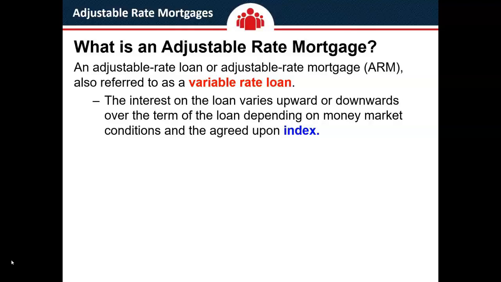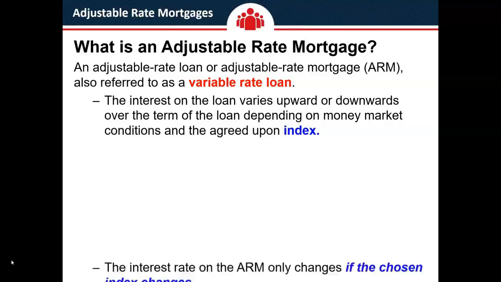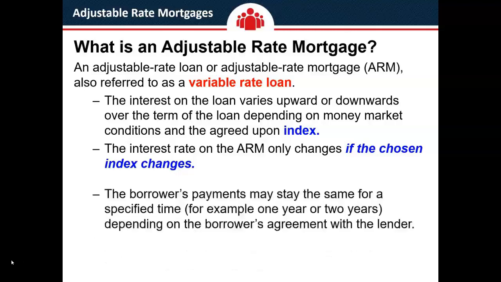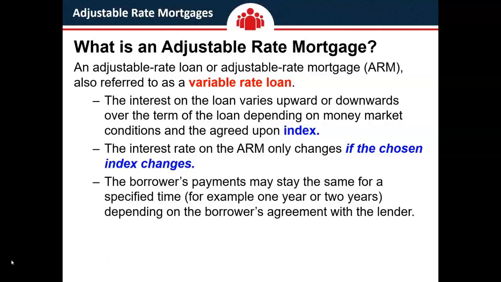So there are several components to an ARM. One is called the index, and the index is what's going to determine if the rate is going to adjust. And we'll talk about that a little bit further shortly. The interest rate on the ARM only changes if the chosen index changes. That's the only time the interest rate will change. The borrower's payments may stay the same for a specific amount of time, maybe 1 or 2 years, and depending on the borrower's agreement with the lender, they're going to determine the adjustment rate period when the payments are going to adjust.